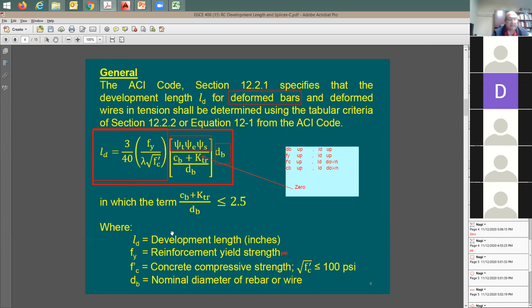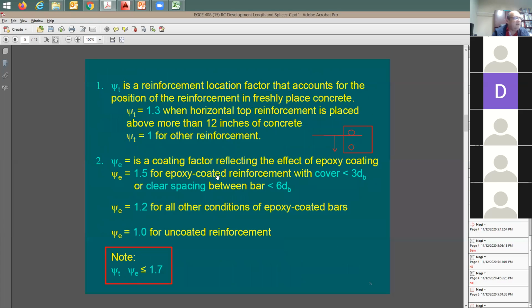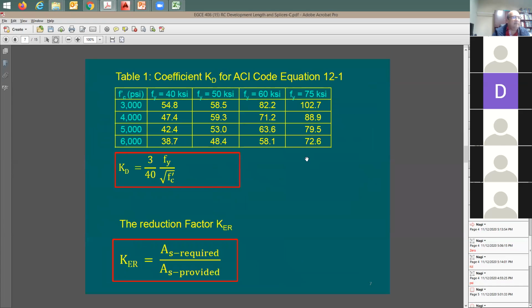We call this case D. Let me put it here. This is going to be K sub D here. So K sub D is going to be equal to this factor. Either you do it by hand, if I give you F sub Y, you have the lambda value, you have F prime C, or you can just look it up in this table. It doesn't make any difference because you can just take F sub Y and F prime C and just use this equation or just use it from the table.